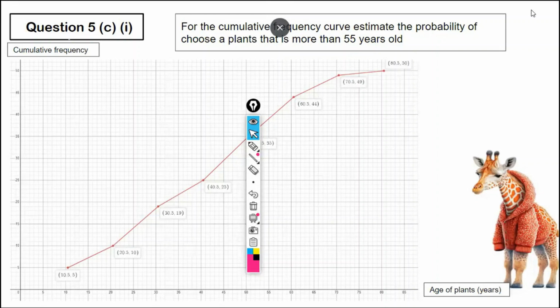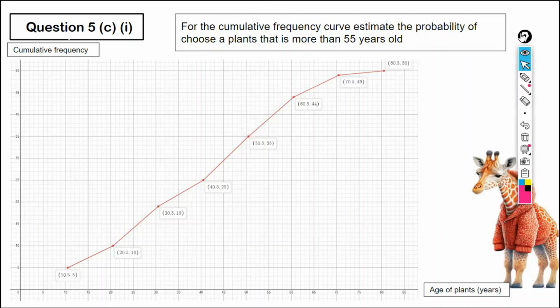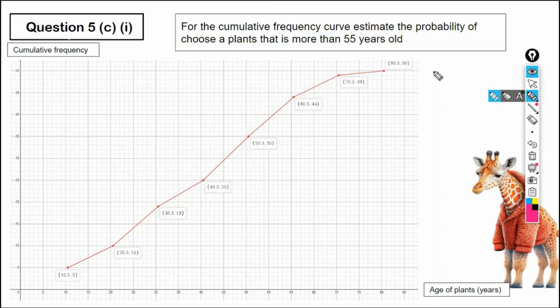All right, so this question was a cumulative frequency, and we're measuring the age of plants. Yes, the age of plants. When you're calculating probability, you'll see this formula, NE divided by NS. NE just basically means what you care about, and NS means the total.